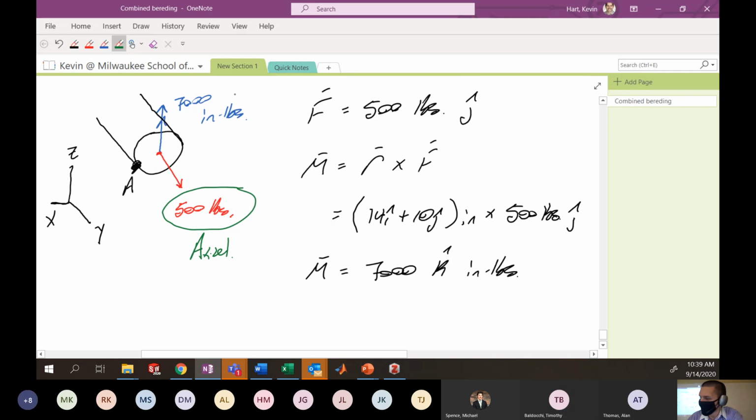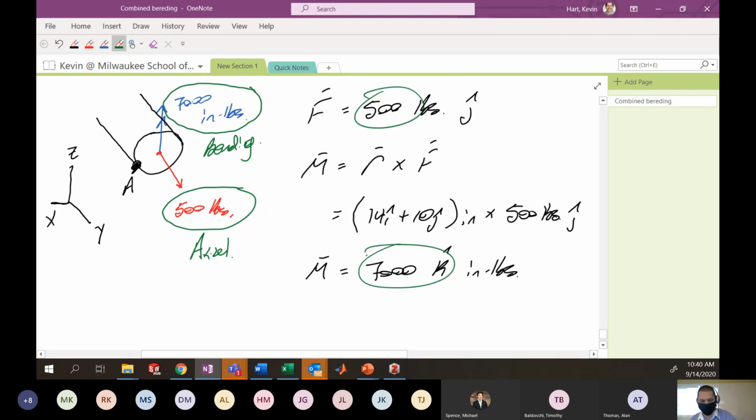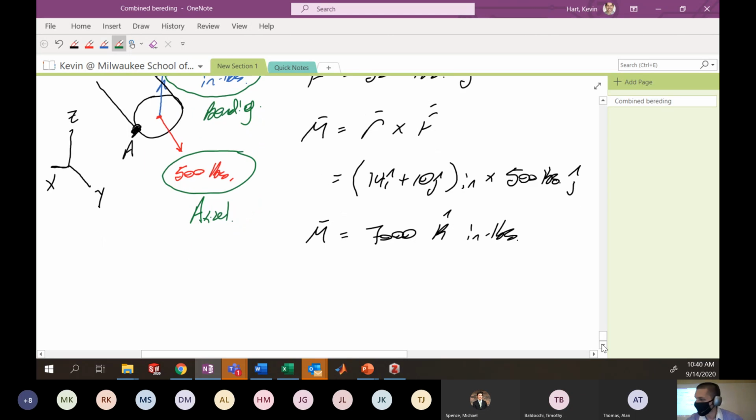And then this 7,000 inch-pounds. It's not a torque, so this has to be some bending contribution. Yes, participate, get involved. So here is your axial contribution. Here's your bending contribution. All right, let's power through.